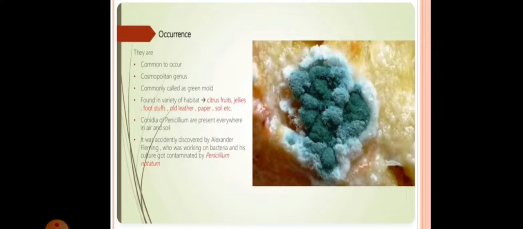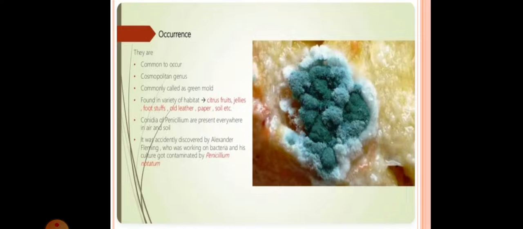They commonly occur everywhere, they are a cosmopolitan genus. So we can see this Penicillium genus everywhere, commonly called green molds just because of their appearance. Just because of their color, it looks green, so that's why it's known as the green mold.